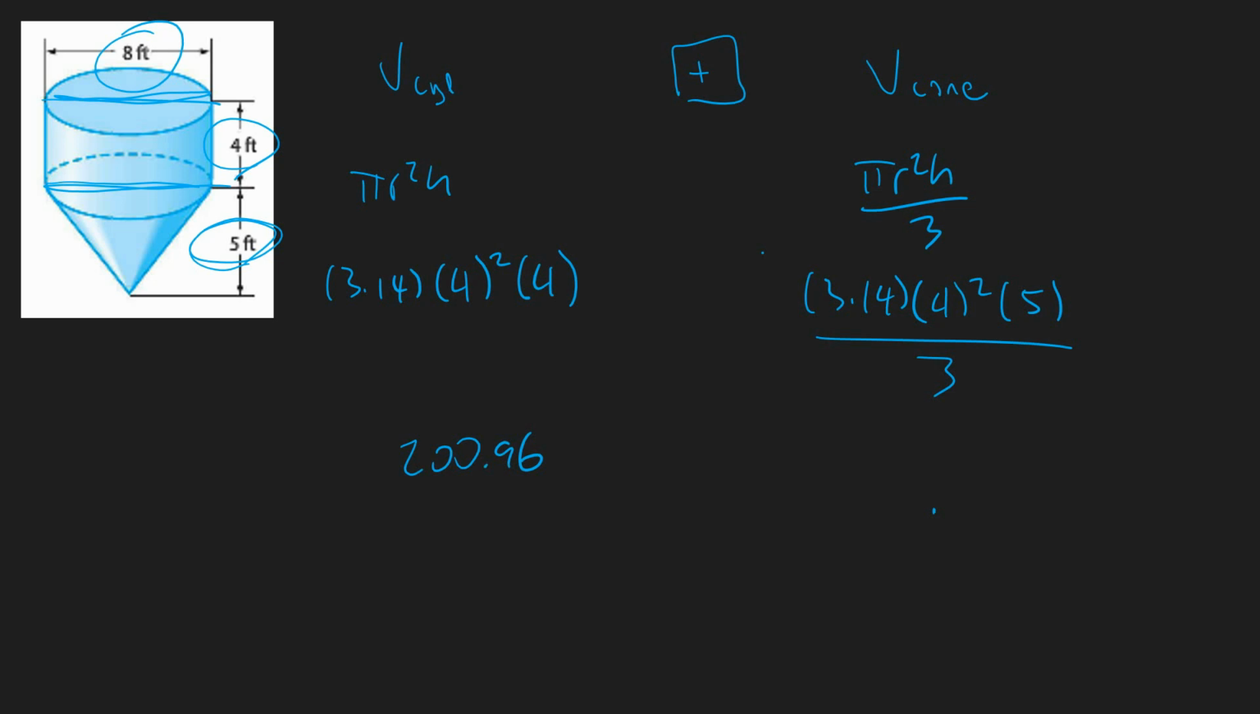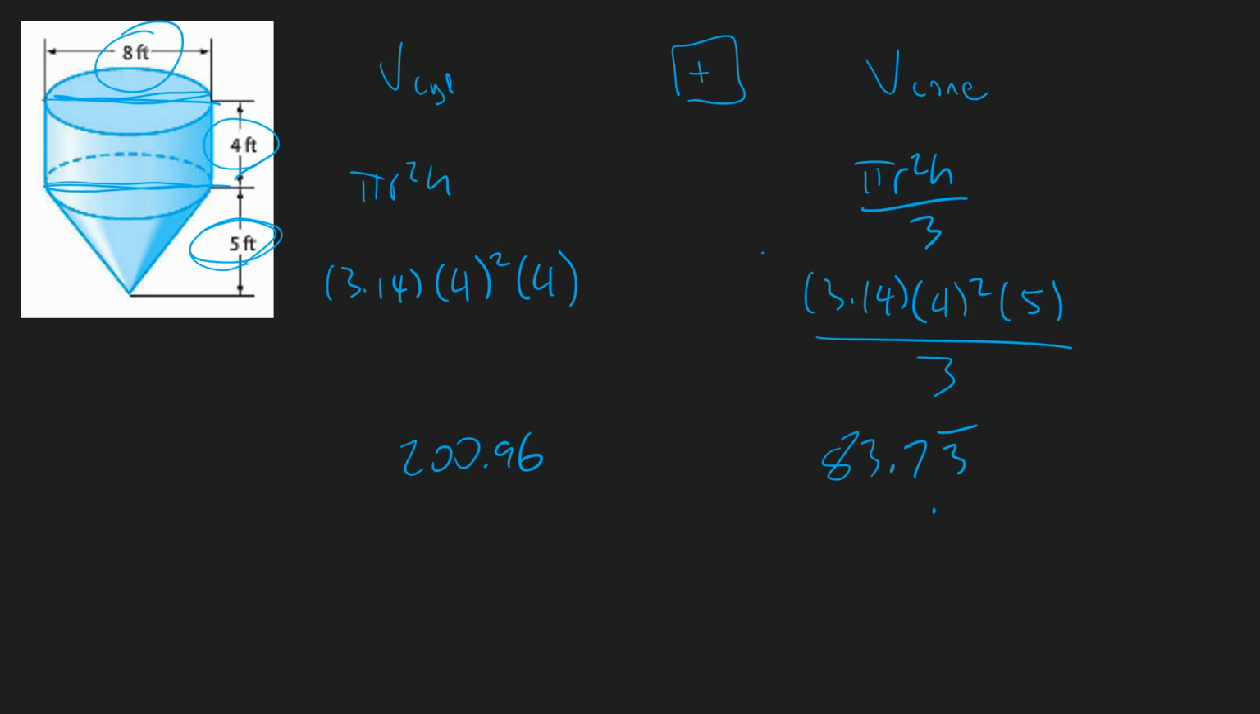Okay, and let me just double check that I did this because my finger kind of slipped a little bit. 3.14 times 4 times 4 times 5, and then divided by 3. Yep, I did it right, and it's going to be 83.7. Let's go with 83.7.